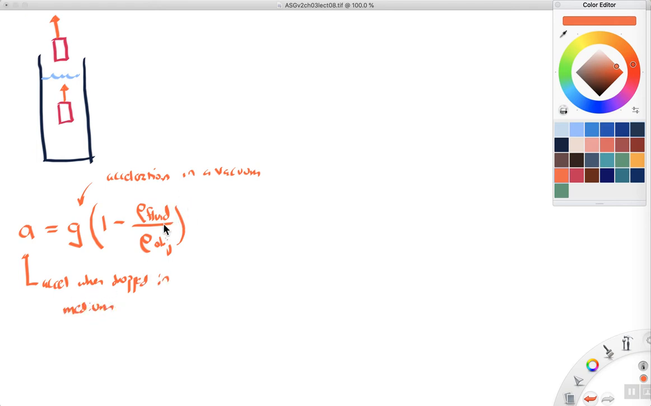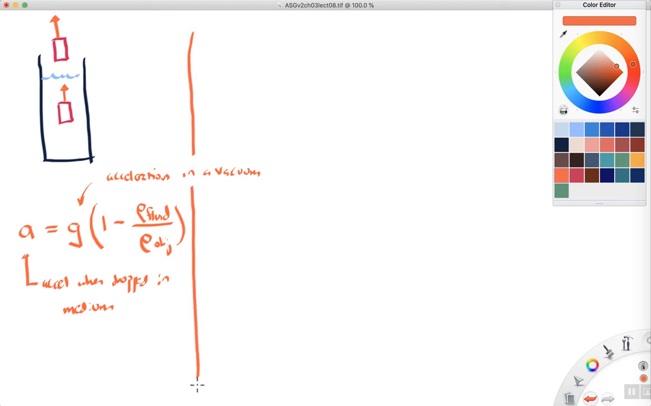Okay, and as I mentioned, when the density of the fluid and the density of the object are the same, then this factor right here becomes unity, or 1. So you have 1 minus 1 is 0, and there would be no acceleration. The object would just float there. This is where we left off last time.